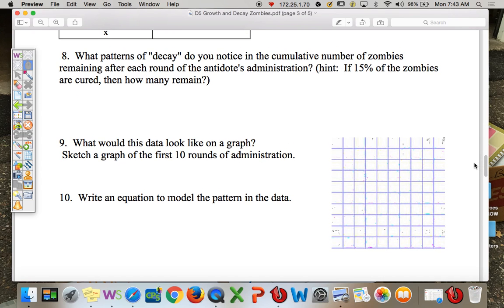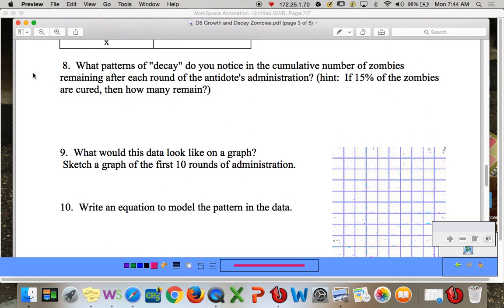What patterns of decay do you notice? And again, we talked about this as 15% are cured, 85% remain. We can see what the graph looks like. Again, if you get the table and you graph it, you can see it's going to go down. And then write an equation to model it.